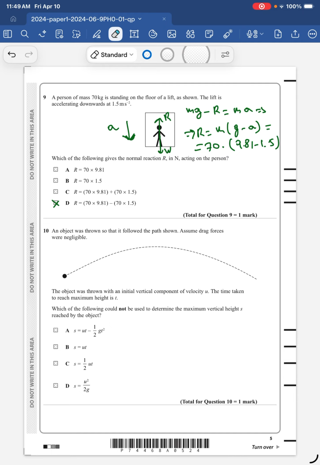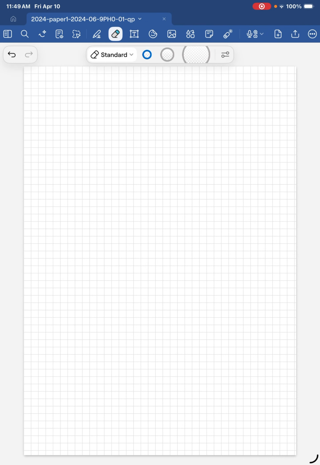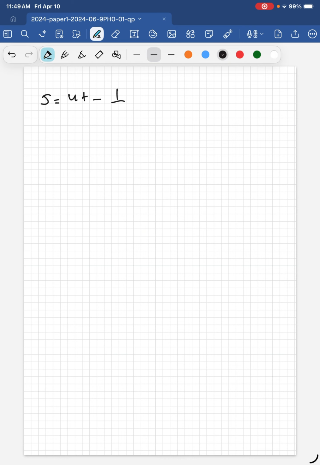Okay, so let's examine the options. So option A is the standard SUVAT equation. So this is actually used to calculate the vertical height. And in fact, let's go calculate it real quick. So the first step, excuse me, is to use the SUVAT equation. So s is ut minus 1/2 gt squared. So if s is 0, so this is the case for the complete motion, and I'm going to show you what I mean.